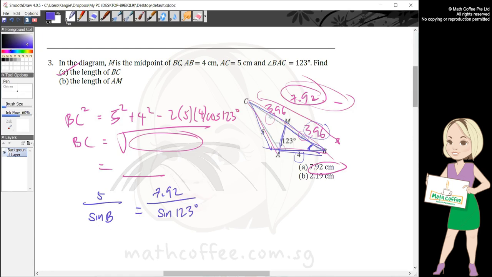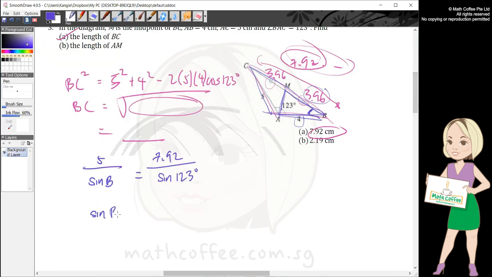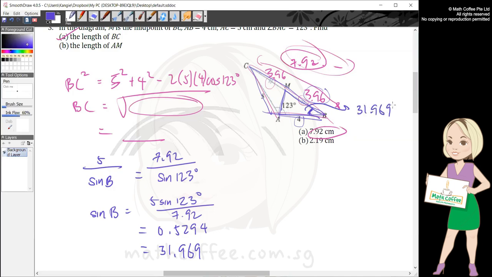With this, let's cross multiply. So my sine B equals to 5 sine 123 degrees divided by 7.92. Okay. And I will get 0.5294, sine inverse, and I get 31.969. Again, for this one just take the small one, because this is a small angle. Okay. Then next I'm going to put here 31.969 degrees.